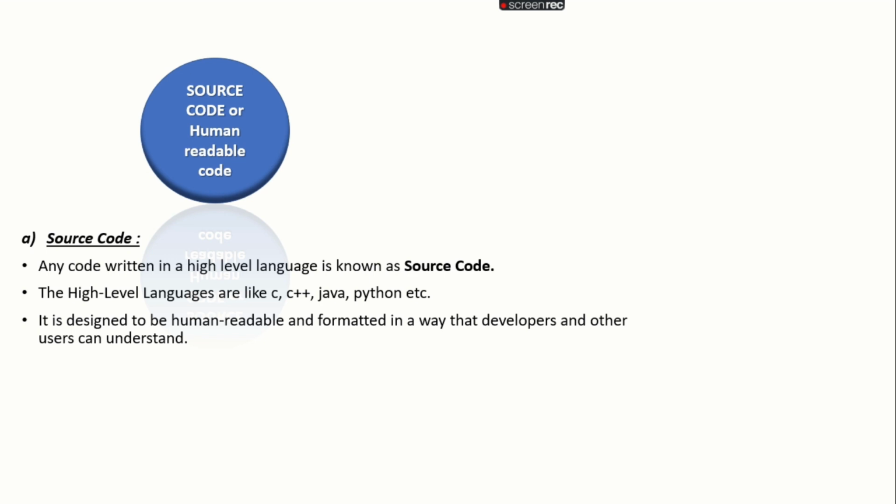Here you can see any code written in a high level language is known as source code. It's simple. The programming languages we use to write our code, like C, C++, Java, Python, the code is called source code. It is designed to be human readable and formatted in a way that developers and other users can understand.